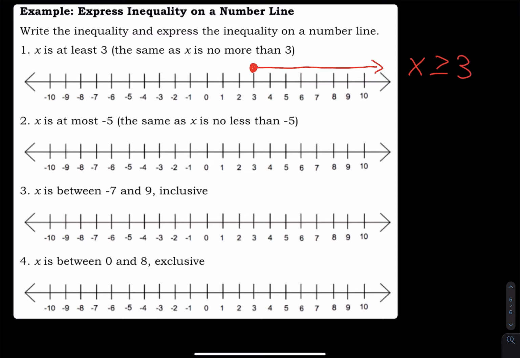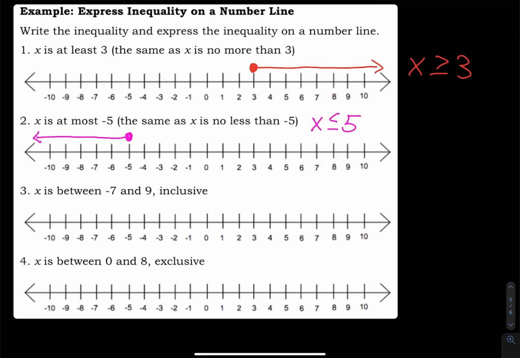Next, at most negative 5. The maximum is negative 5, which is right there. So I want to include all the numbers that are negative 5 or less. So this is x less than or equal to negative 5.